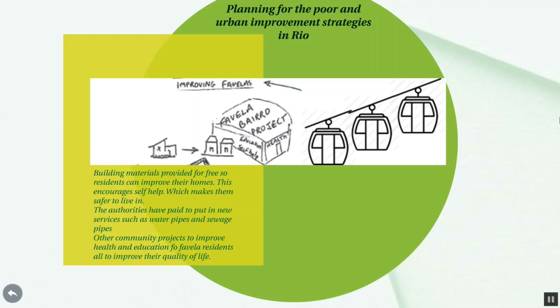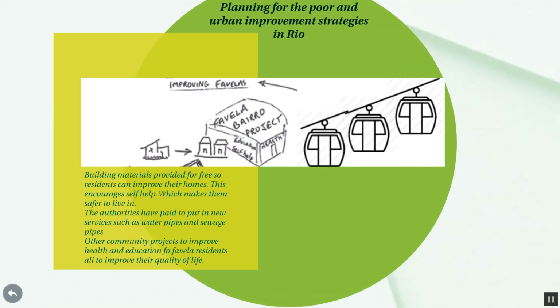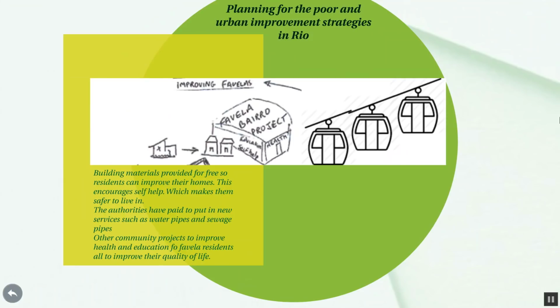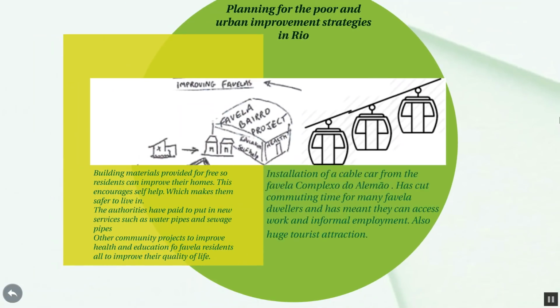The Favela Rio project includes other community-based projects to improve health and education, and overall these things are designed to improve the quality of life. We've got the cable cars here as well. This was another scheme that was put in place, I think, partly for the Olympics and World Cup. It was the installation of cable cars from the Favela Complexo do Alemão. I might not have pronounced that correctly, but it's been designed to give access to places of work for people living in the favelas.